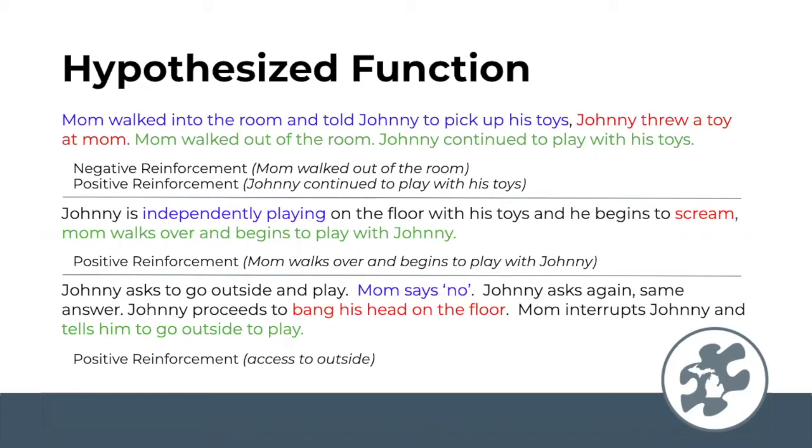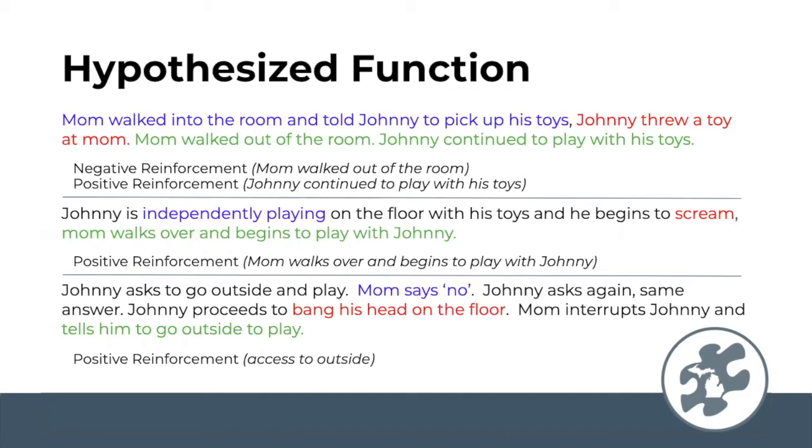In the next example here, Johnny is independently playing on the floor with his toys and begins to scream. Mom walks over and begins to play with Johnny. The hypothesized function here is positive reinforcement. Next time Johnny wants his mom to play with him, he's likely to start screaming because what happened in this situation? Mom walks over and starts playing. Positive reinforcement, he's going to continue to engage in that behavior. Positive because there's something added to the situation. Mom starts playing with him.